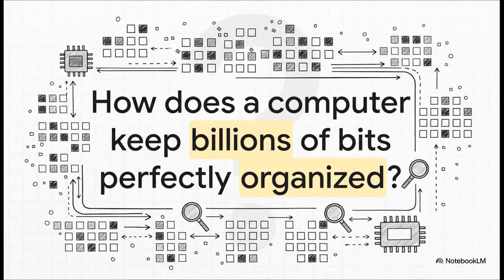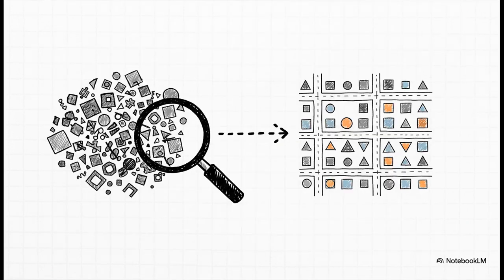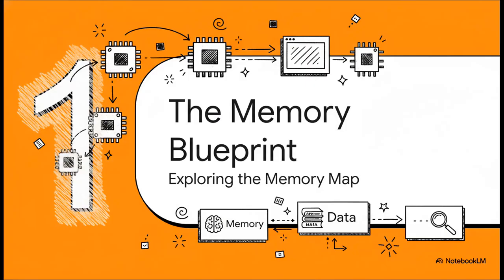I mean, really think about it for a second. We're talking about billions of tiny on or off switches, individual bits of information. How on earth does a machine keep all of that straight without turning into just digital chaos? Well, the answer is actually pretty clever. The computer doesn't see chaos at all. It sees a city. It has a master plan, a really detailed map that lays out exactly where every single piece of data is supposed to live. And this master plan, this city map, it has an official name.